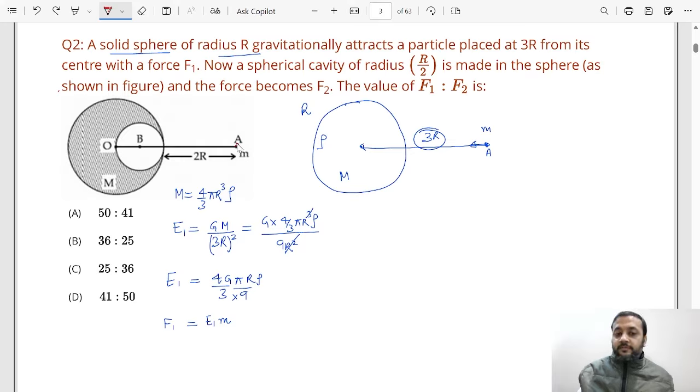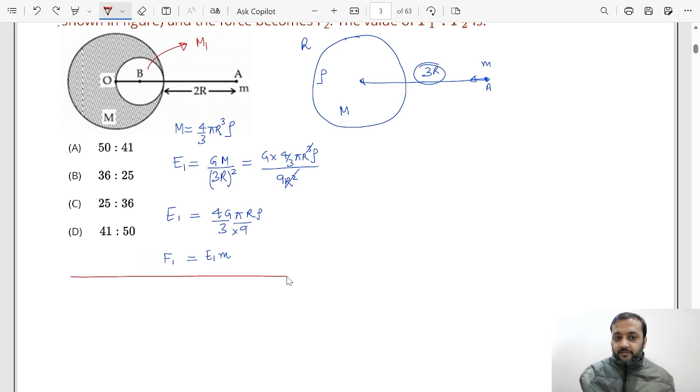So what we will do, we will find the net field. And how can we find the net field? The net field will be the total field of the whole Jupiter minus the field of the sphere which has been removed. Let us say the sphere which has been removed has a mass of m1. So what will be the value of m1? The value of m1 can be written as the volume of the sphere removed, which is 4 by 3 pi into (r by 2) cube, that means r cube by 8, multiplied by the density of the sphere removed, which will again be rho. So this is the mass of the sphere removed.